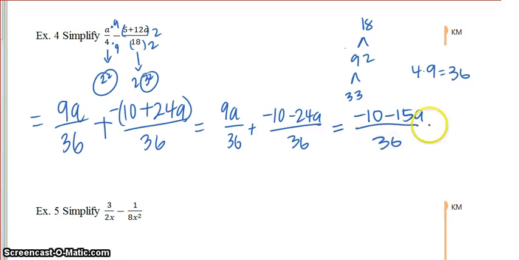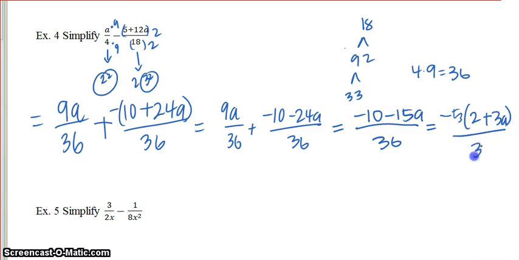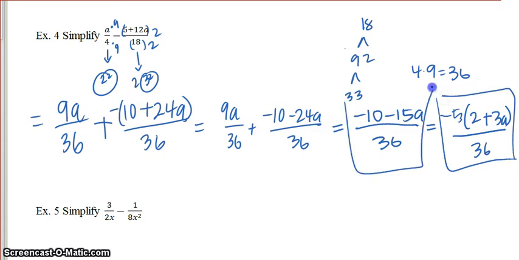So now we're going to check to make sure that we can't cancel anything out. So I'm going to factor out the GCF of the top, which is negative 5. So that will give me 2 plus 3a over 36. But there's nothing you can cancel out. So either way would be the right answer. So if you put this in or this, I will accept either one. Now if you could simplify it more, you'd have to. But you can't.